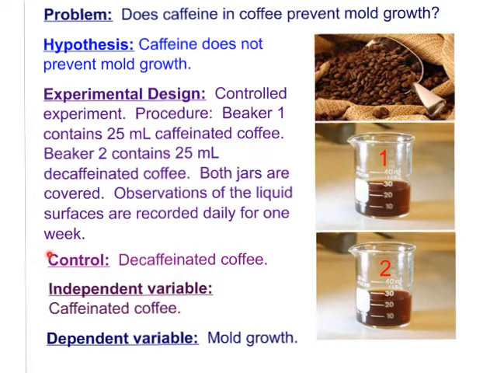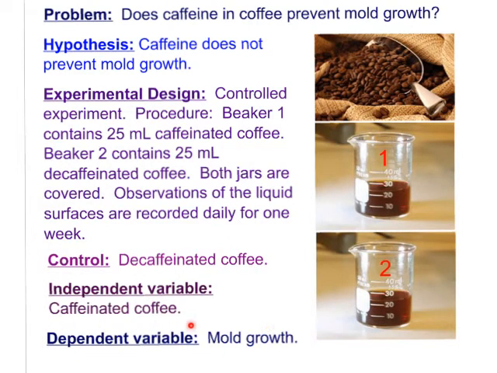Here, the control is the decaffeinated coffee. It's the coffee without caffeine. The independent variable is the caffeinated coffee. It's what we're testing. We're putting that caffeine in there. We're having the same environments in both beakers, but the independent variable is going to be that caffeine. So the caffeinated coffee is what we're going to test and what we're going to change.